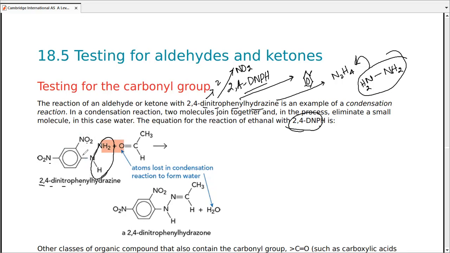Now, since this is the main group, this position will be taken as 1. The nearest numbering will be for this NO2 group, so give it 2, and then this corner is 3, then 4, then 5, then 6. So that's how we get 2, 4 for our subgroups, and 1 for our main group, hence 2,4-dinitro, and then phenylhydrazine. That's how it's named.